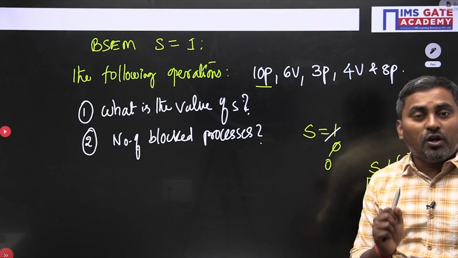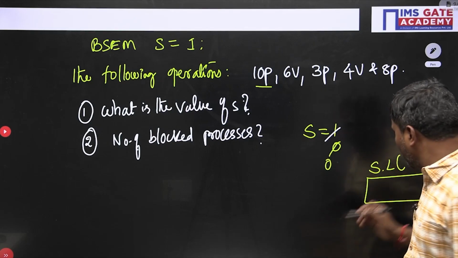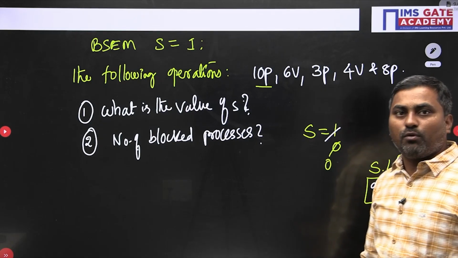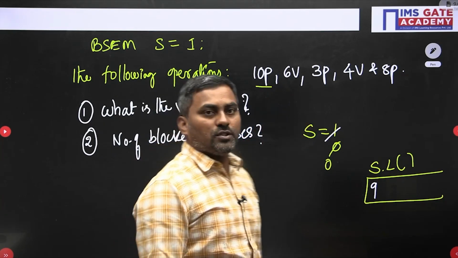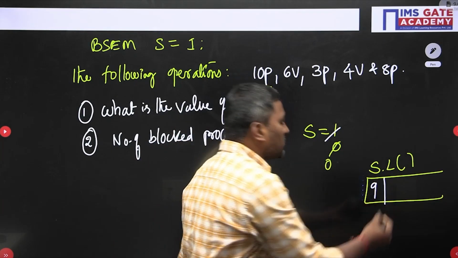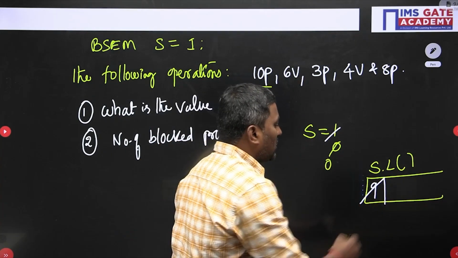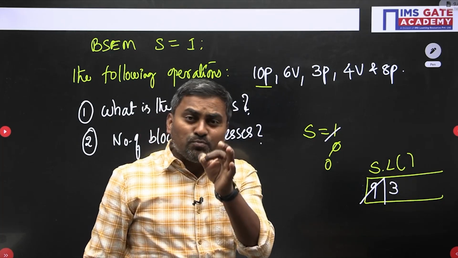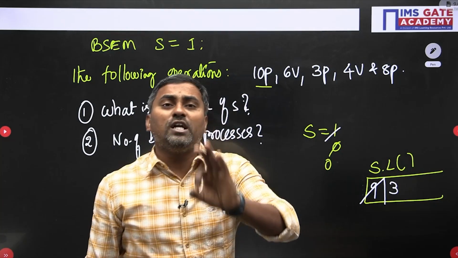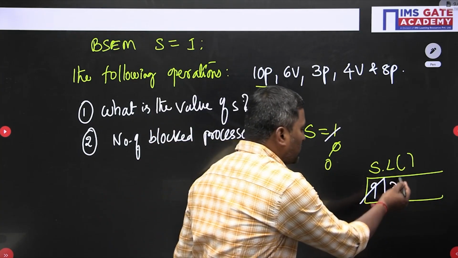Out of 10 P operations, 1 operation is successful and the remaining 9 processes are blocked. So I maintain 9 blocked processes here, followed by 6 V operations. What are 6 V operations? V means wake up, so I have to wake up 6 processes. Still only 3 processes are blocked. At this moment, if I ask you what is the value of the semaphore, it is still 0 only. Please understand.